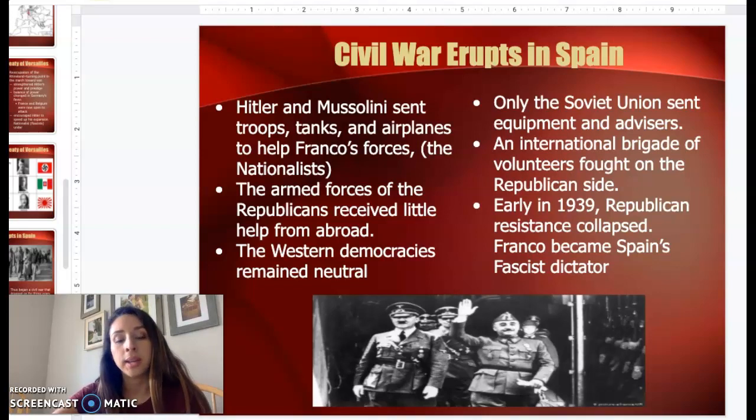Remember, particularly the United States during World War I did not want to get dragged into any global conflicts, and they really for a long time had this isolationist approach. They wanted to stay out of conflicts. The Soviet Union was the only country to send equipment and advisors. There was also a small international brigade of volunteers that fought on the Republican side, but ultimately they really didn't have the support that they needed to win. So by 1939, the Republican resistance had collapsed, and Franco became Spain's first fascist dictator.